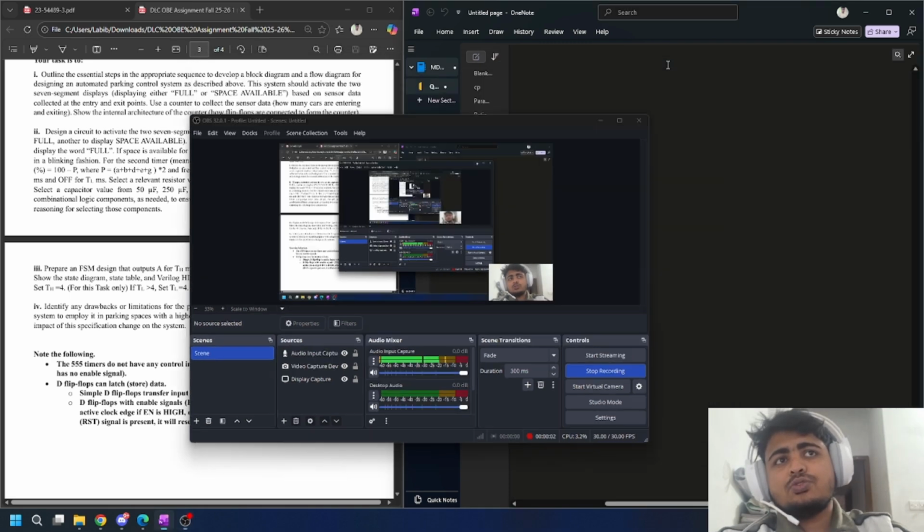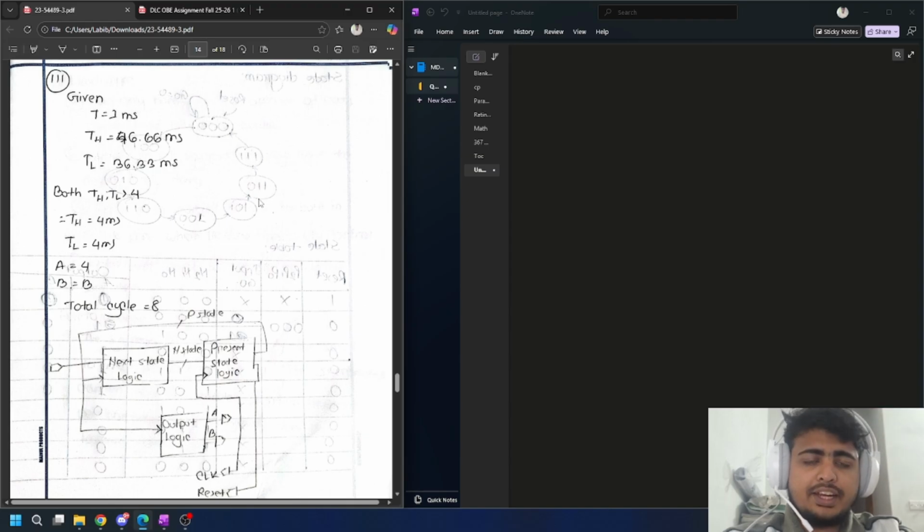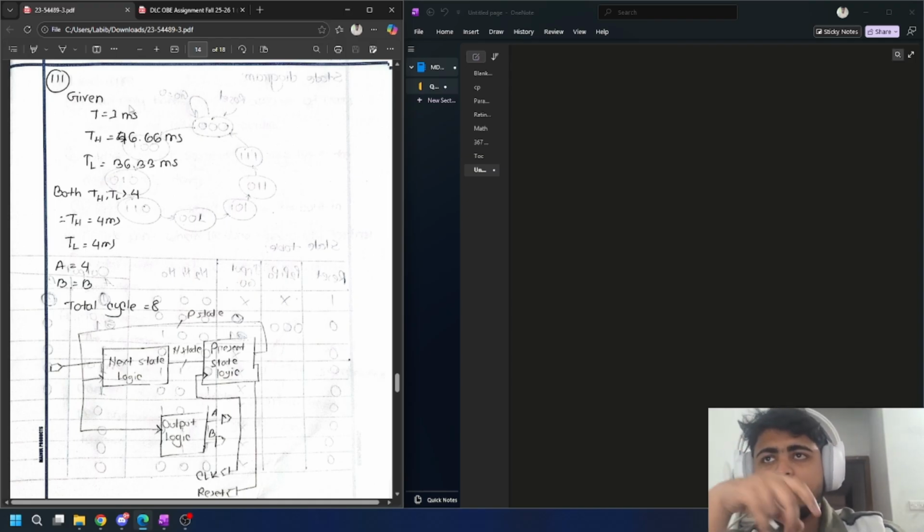So now let's go to the third question, where we designed two finite state machines for counting the state for A and B. Let's say the time period here is T equals 1 millisecond, and from the previous part we got TH and TL equal to 46.66 and 36.33 milliseconds. That means both of them are greater than 4, which means we can convert both of them to 4 ms, so A equals 4 and B equals 4.